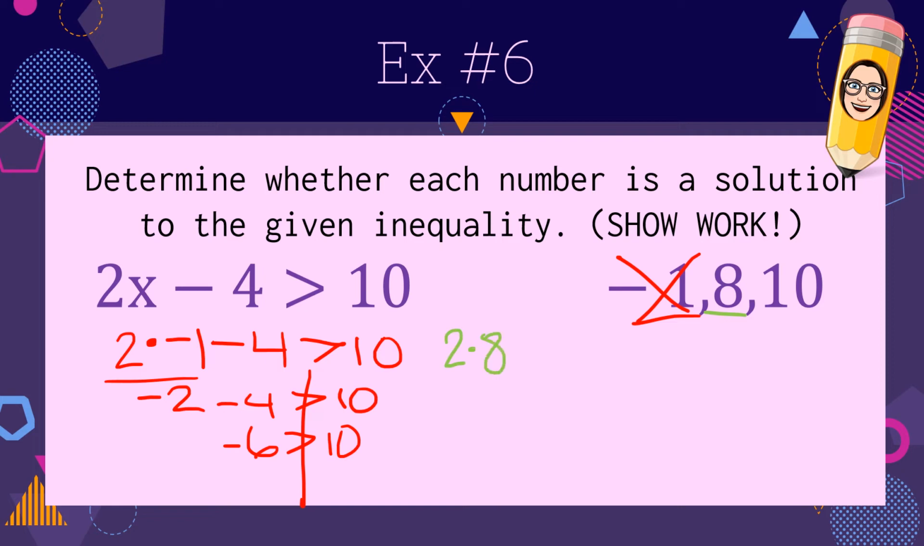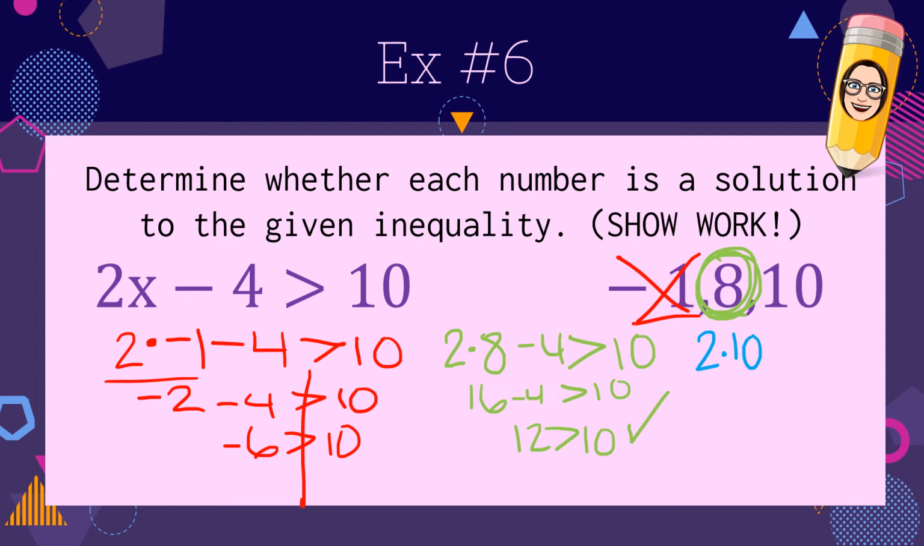2 times 8 minus 4 greater than 10. I replaced the x with an 8. 2 times 8 is 16. 16 minus 4 is 12. Is 12 greater than 10? Yes, that's true. That's good. 8 is good. You can probably make an assumption about 10, right? And I'm okay with you thinking it, but I still need to see some work.